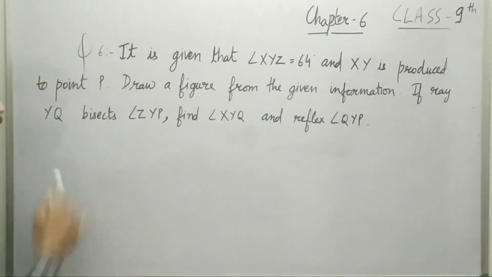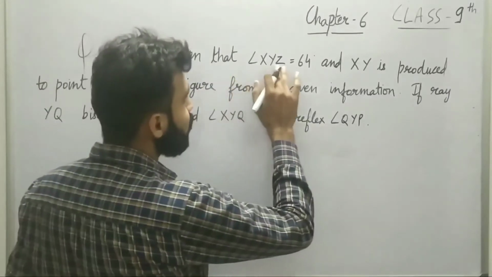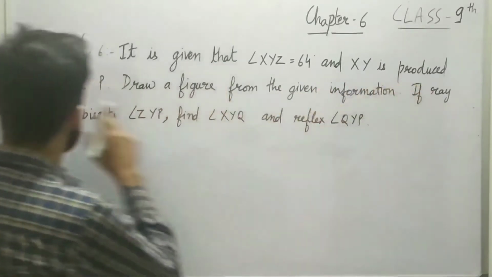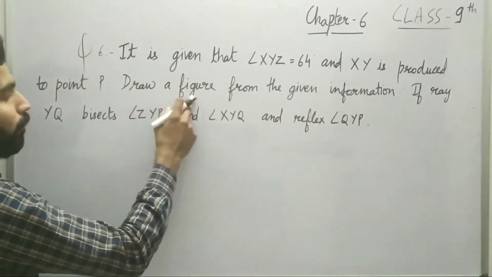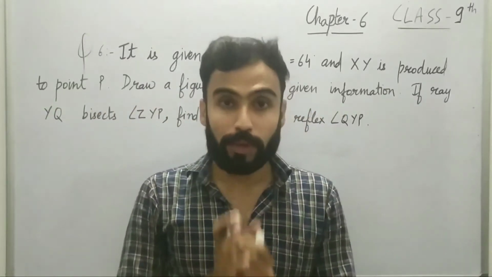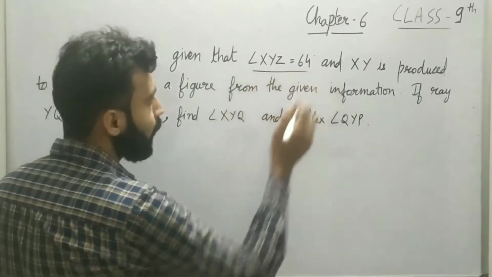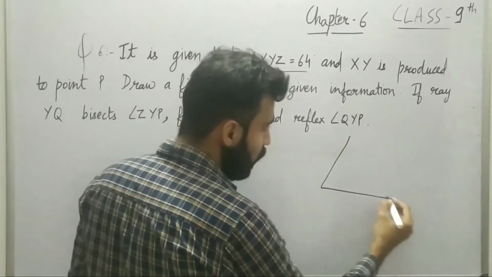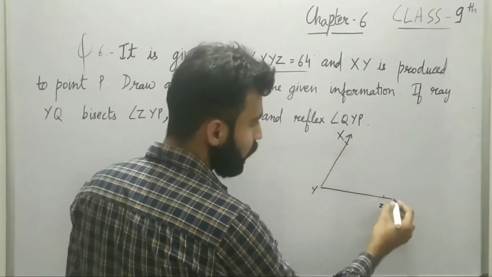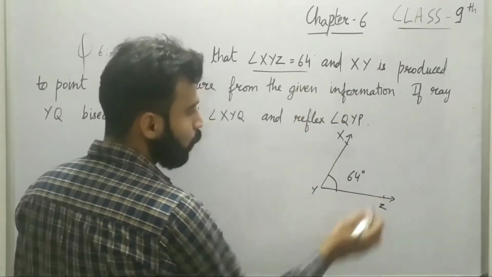Now in this question number 6 here, it is given to us that angle XYZ is equal to 64 and XY is produced to point P. Draw a figure from the given information. So there is no figure given to us previously. We have to draw the diagram here. So let me start from right here. It is given to me that angle XYZ, let me just draw an angle here like X, Y and Z, right? So you can see here, this is the angle. It is given to me as 64 degree, right?